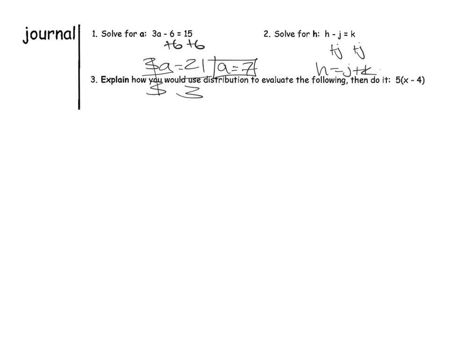Okay, number 3. Explain how you would use distribution to evaluate the following. Then do it. So if I were to evaluate 5 parentheses x minus 4, close parentheses, how can I rewrite this using distribution? Multiply 5 by x and negative 4. Okay, 5 times x and 5 times negative 4. So that leaves me with 5x minus 20.